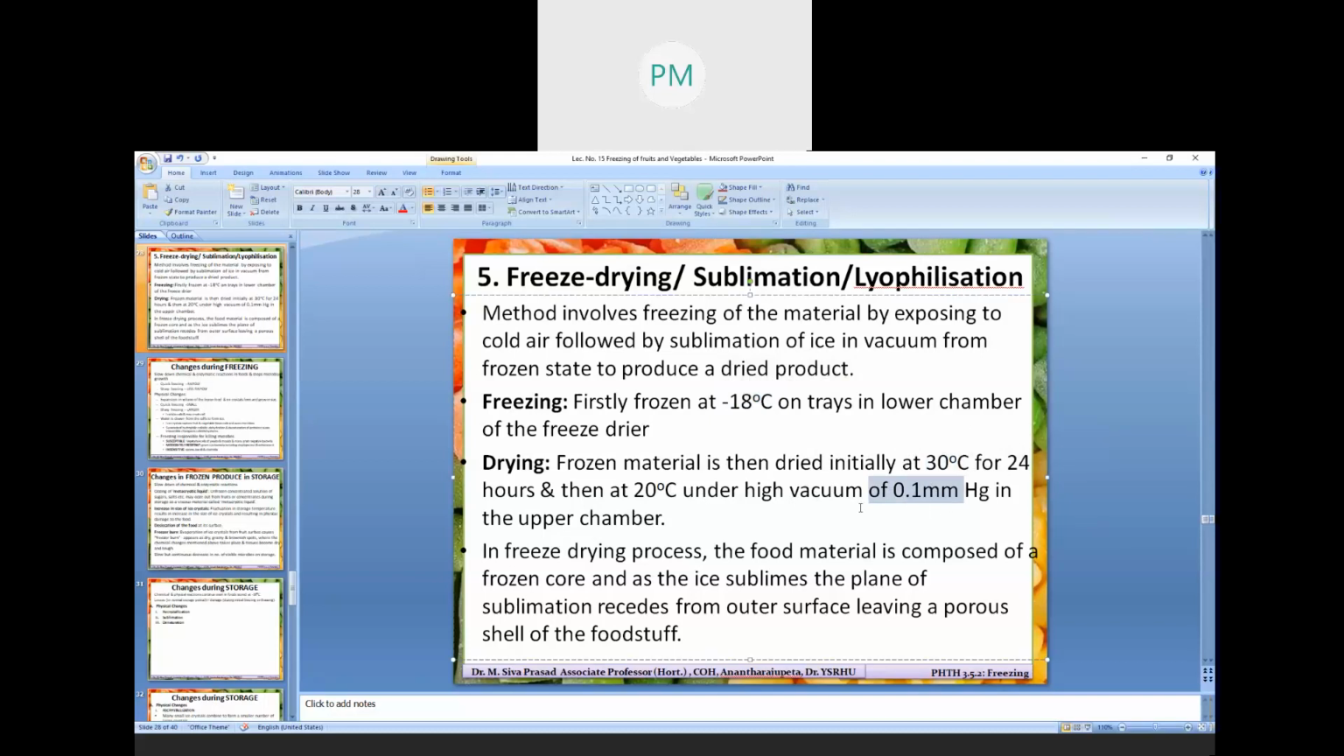When you heat it at a temperature of 30 or 20 degrees Celsius under a high vacuum of 0.1 mmHg, mercury, what will happen? There is a process called sublimation. So what is sublimation?